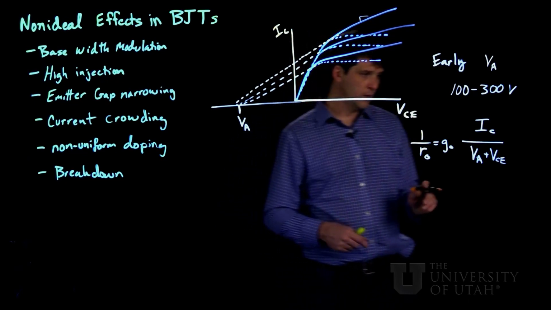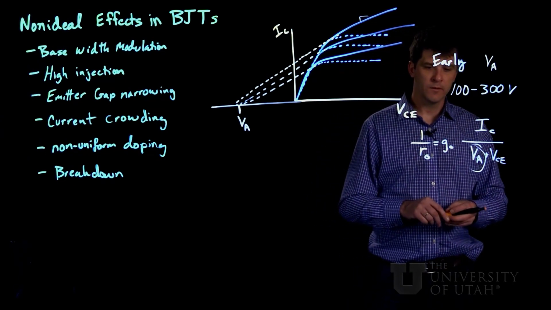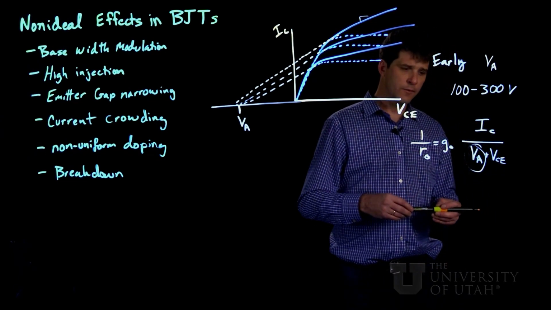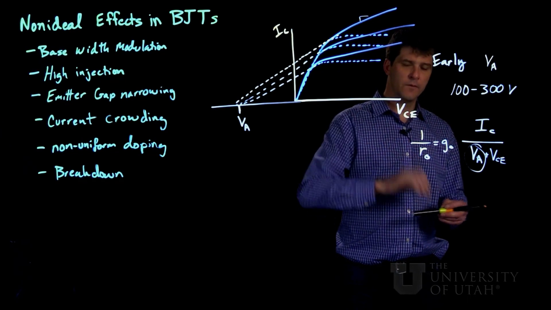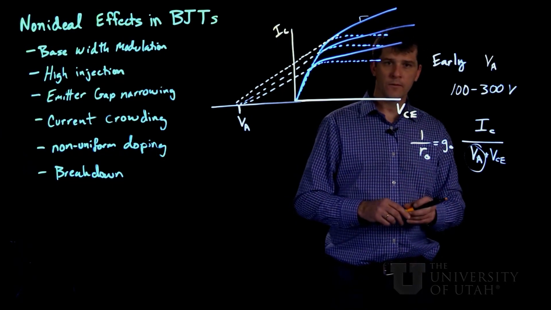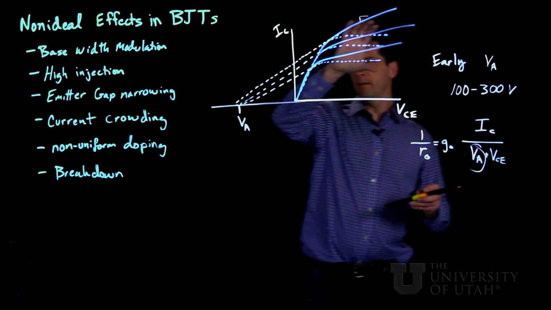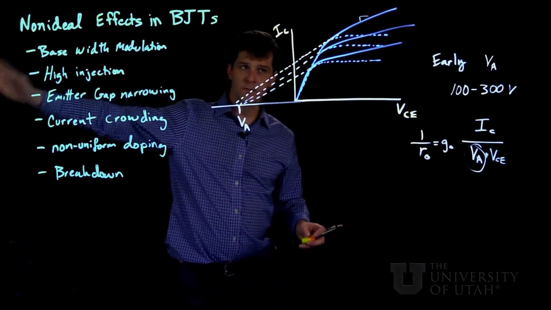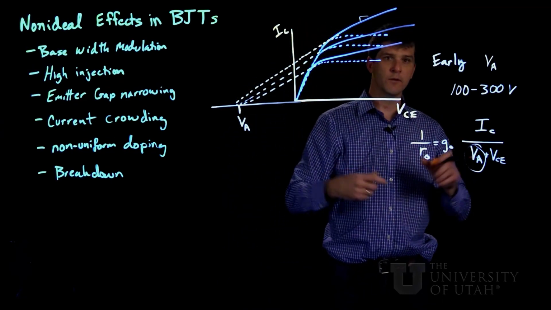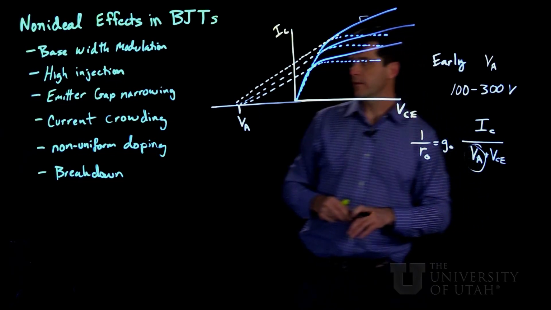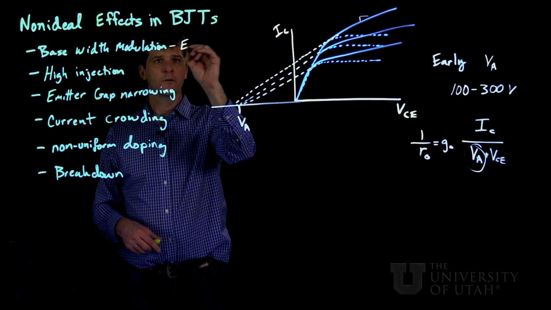And so the fact that this is a pretty large number acts to make this resistance go down. I should say the fact that it's a finite valued number instead of V_A being infinite, which would be the case if these were actually flat, is actually what decreases the impedance. So that's our first effect, the base width modulation or Early effect.